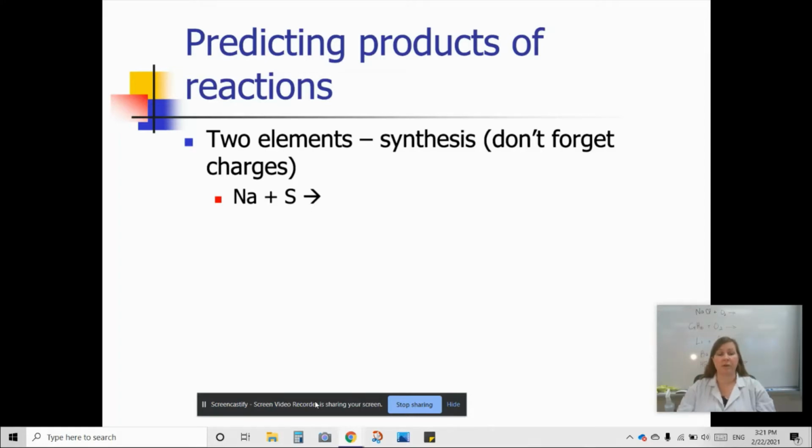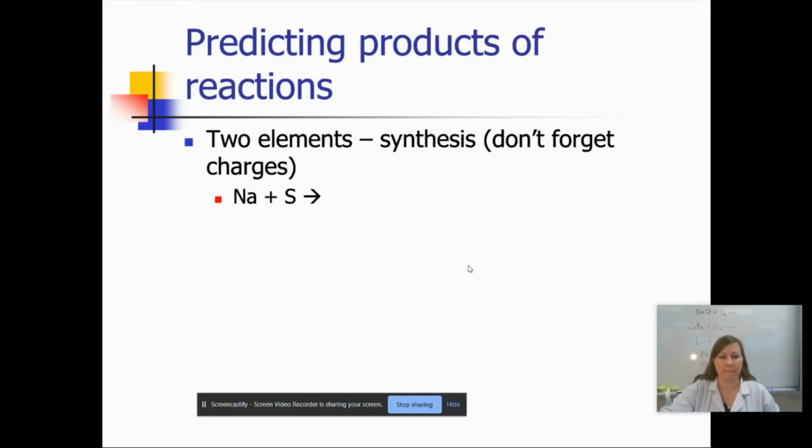So the first thing you want to do is look at the left side and say, okay, what reaction is this? And if you have a reaction that has only 2 elements in it, the only thing those atoms could do is bond together. They can't break any bonds because they don't have any bonds to break. So sodium and sulfur could bond together. And if they bonded together, do I have the answer in here?